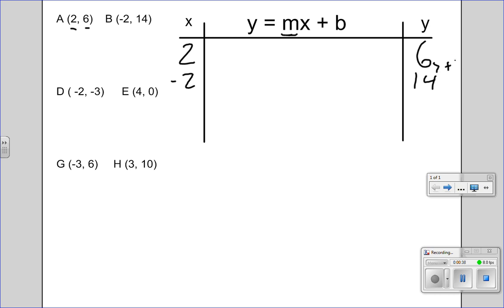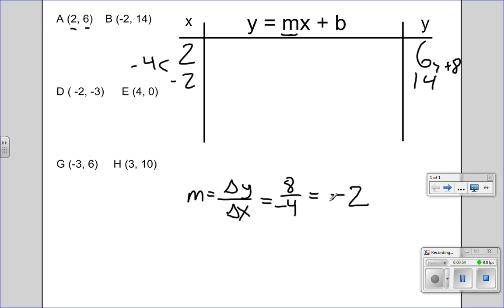From 6 to 14, it's plus 8. From 2 to -2, it's minus 4. So if you remember, the slope is delta y over delta x, so the change in y is 8 over -4, which reduces to -2. Once I find that my slope is -2, I plug back into my equation.